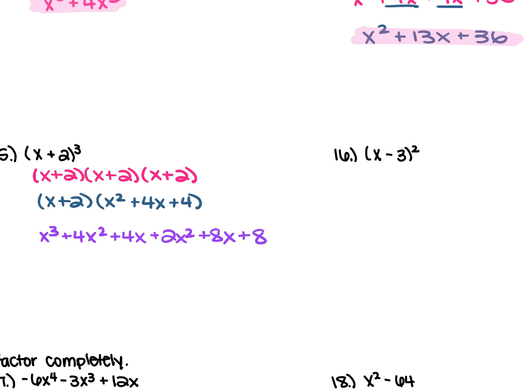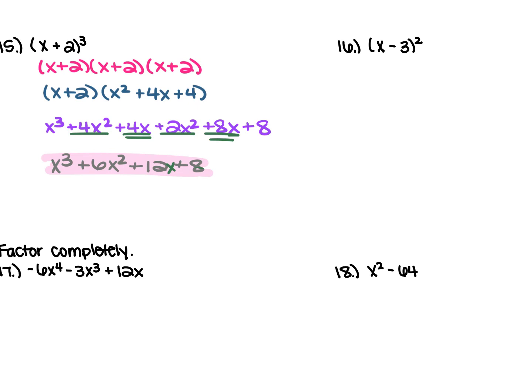From here, combine your like terms. You have x cubed, the 4x squared and the 2x squared give us 6x squared. The 4x and the 8x give us 12x, and then that 8 drops down to give you x cubed plus 6x squared plus 12x plus 8.